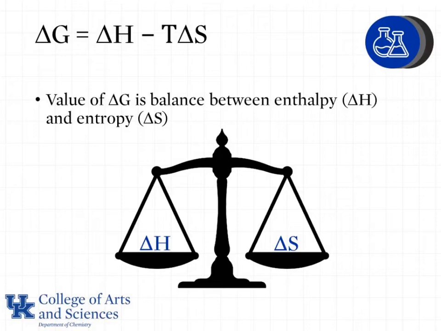Delta G, or Gibbs free energy, is a mathematical expression which equals delta H, the change in enthalpy, minus T, the temperature in units of Kelvin, times delta S, the change in entropy. So delta G equals delta H minus T delta S. And it's the relative value and signs of delta H and delta S which will determine whether delta G will be a positive or a negative value, and therefore be non-spontaneous or spontaneous.